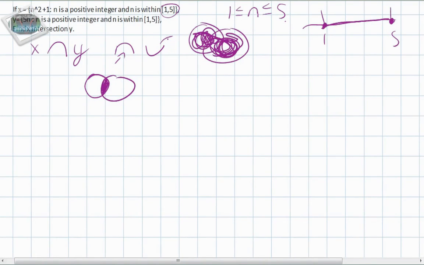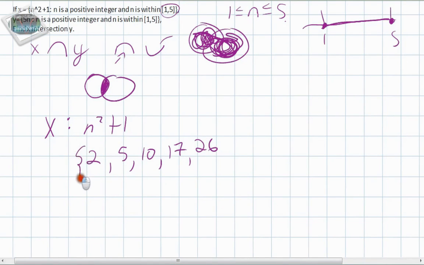So we're going to evaluate each of these at the points between 1 and 5 and just see where they match up. We're going to do x first, and the rule for x is n squared plus 1. We're going to try 1. 1 squared plus 1 is just 2. Let's try the number 2 now. 2 squared is 4 plus 1 is 5. Let's try 3. 3 squared is 9 plus 1 is 10. 4 squared is 16 plus 1 is 17. Then 5. 5 squared is 25 plus 1 is 26. So this is our set of numbers right here. That's for x. Now let's do y.